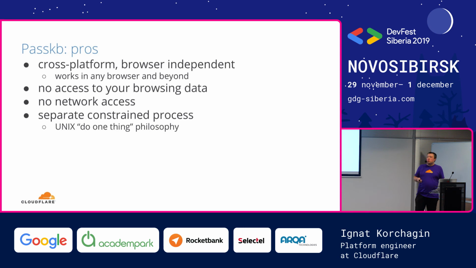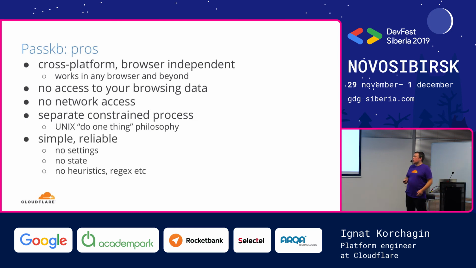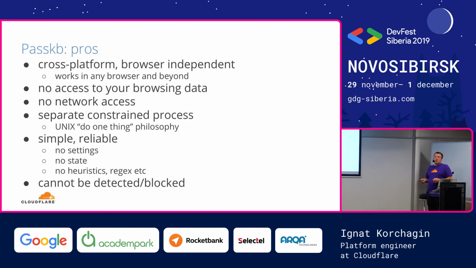It's a separate constrained process, and it follows the Unix do-one-thing philosophy. So there is no fancy functionality which expands the attack surface. It's written in Go, so it's quite hard to exploit, I think, I hope. And it has no network access. Simple and reliable. There are no settings, no state, no heuristics, like no trying to guess how the implementers of the web application implemented the block in the first place, because we produce the input for them in the form they want initially. And it cannot be detected or blocked, right? Because the same way this tool has no access to the browser, the browser doesn't have access to this tool.